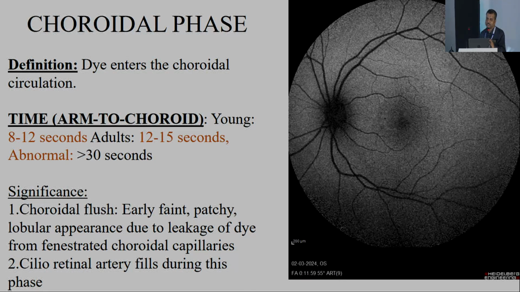The important question that everybody will ask you whenever there is a question on the FFA plate is, what is the arm to choroid time? It varies. It can be from 8 to 12 seconds or 12 to 15 seconds. Whenever it is more than 30 seconds, it is abnormal. It is usually abnormal whenever you have a pathology like ocular ischemic syndrome or any kind of arterial obstruction. This is the time where the cilioretinal artery starts filling up. So again, it is very important to remember the arm to choroid time.